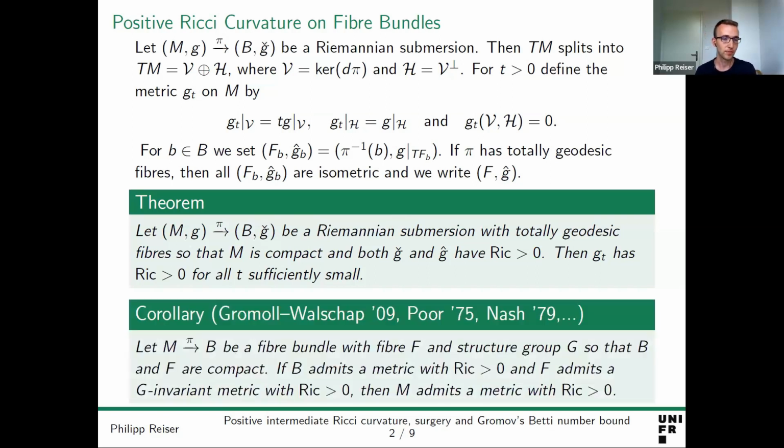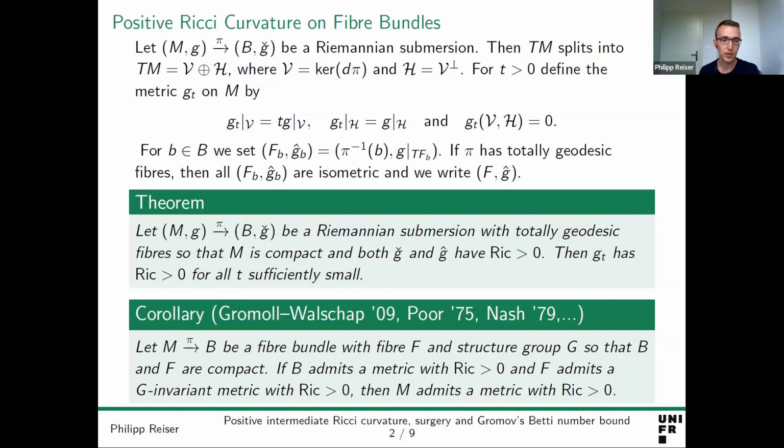And like a corollary of this, if we want to apply this to fiber bundles, I think this has also been known for a long time. The first place where I could find this is in the book by Gromov, and preliminary versions of this are due to Poor and Nash. It says if we have fiber bundles, so here we do not fix metrics yet, just topologically a fiber bundle with fiber F and structure group G, and everything is compact, then if we assume that the base has a metric of positive Ricci curvature and the fiber has a G-invariant metric of positive Ricci curvature, then we can put a metric of positive Ricci curvature on the total space.